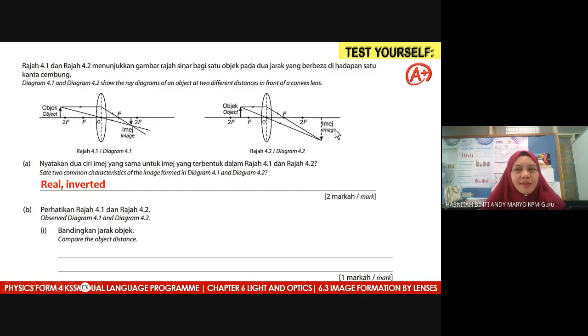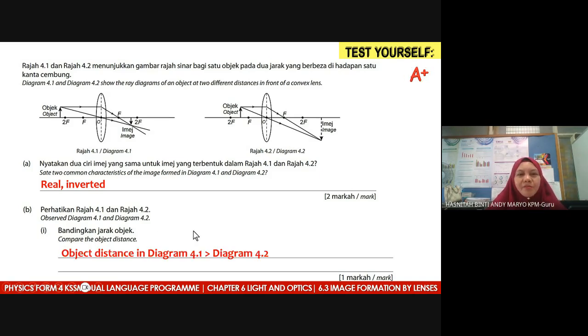Can we say the size? The size you cannot say is common, because for this one the size is diminished, and for this one the size has been magnified. So they are not the same. So the two common characteristics: both are real and both are inverted. Then compare the object distance. Remember, compare the object distance. So we can say the object distance in 4.1 is greater than that in diagram 4.2.